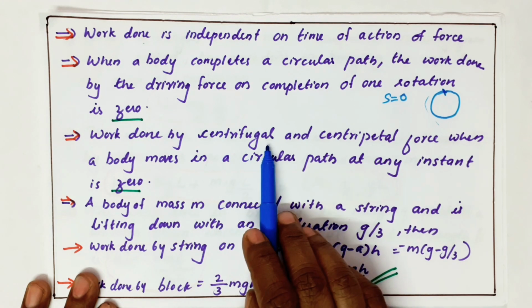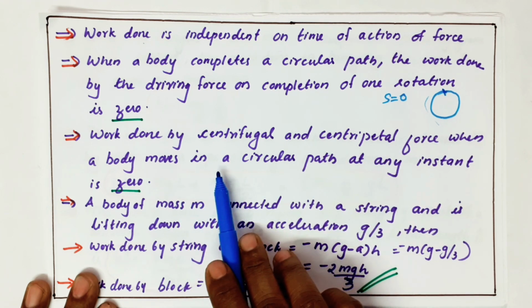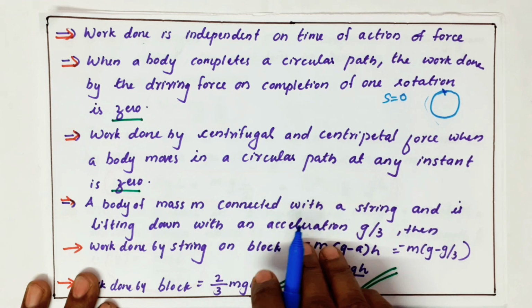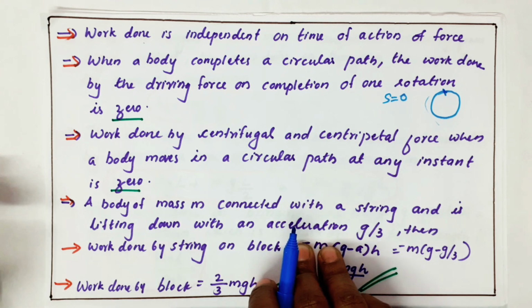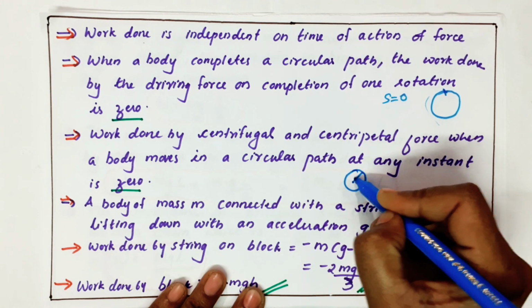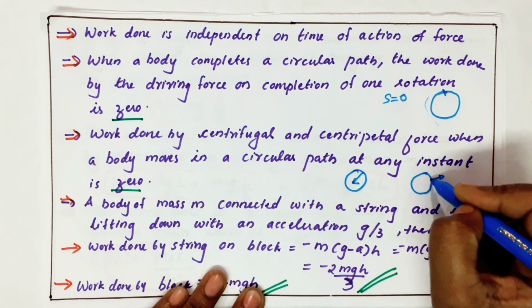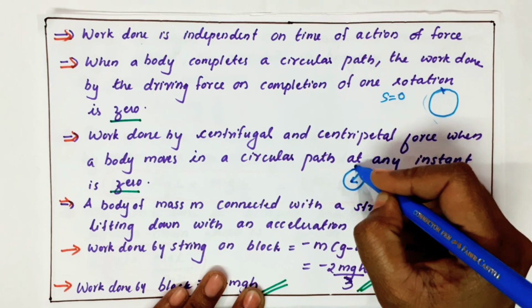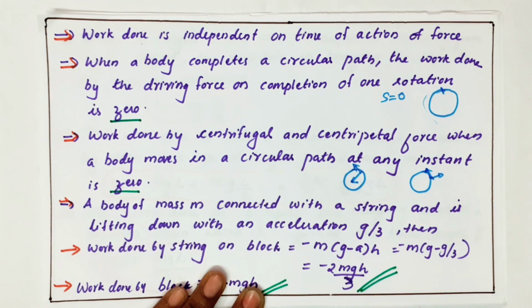Third case, work done by the centripetal force and centrifugal force when a body moves in a circular path at an instant is 0. Similar case for centripetal and centrifugal force also, because the centripetal force is directed towards the center and the centrifugal force is the outward normal. But the displacement will be perpendicular, so the angle between them is 90 degrees. So the work done will be 0.